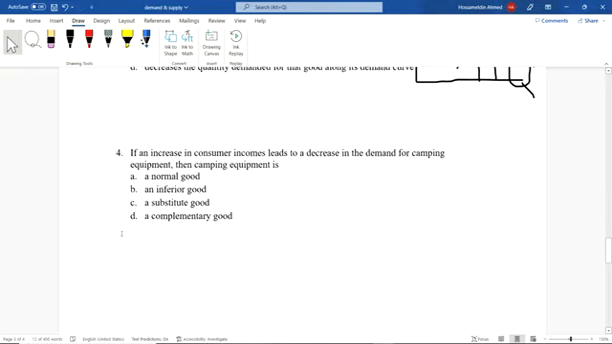4. If an increase in consumer incomes leads to a decrease in the demand for camping equipment, then camping equipment is... Here we talk about a kind of goods that we call inferior goods, سلع رديئة. What are these inferior goods? As income increases, you feel better off, so you drop such inferior goods in order to get better goods, better options.